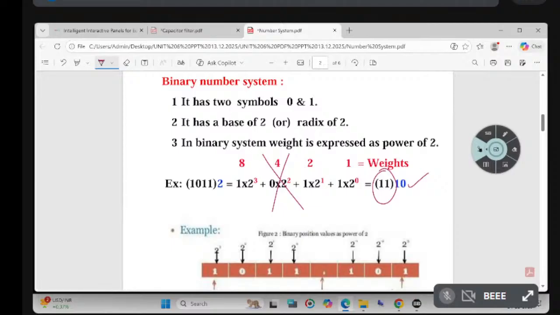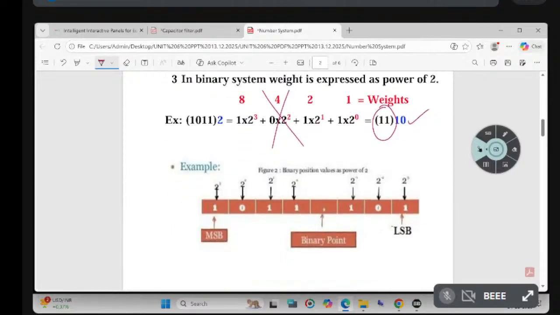This is how to convert from binary to decimal. This is the formula applied with the help of weights. So, clear? How to convert, the last bench, is it clear? What are the weights of binary? 1, 2, 4, 8. Multiply with the binary digits to get the decimal.